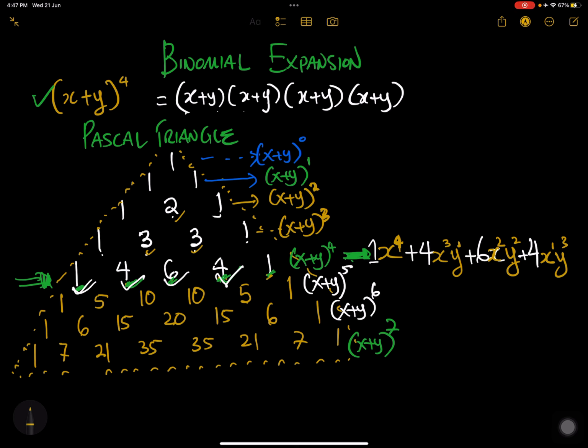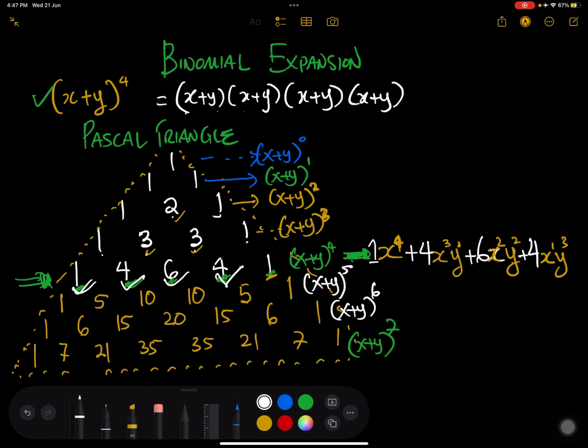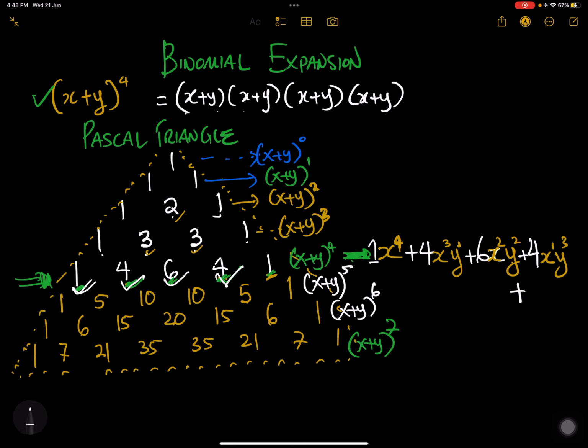Then the last one, the coefficient for the last one is 1. We're just going to have 1, right? The last one is going to be 1. The coefficient is 1. The x is no more. The x is to the power of 0. And any number to the power of 0 is 1. So it's no more. We have 1 as the coefficient. However, our y is going to increase to 4.